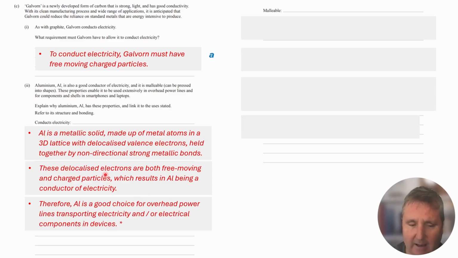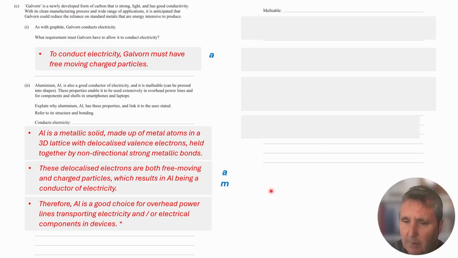Well done. Now, therefore, it's a good choice for overhead power lines because it can conduct electricity. We need to make sure that we link what they've asked us to the context. And here they said it was about overhead power lines. Why is aluminium used for it? Because it is able to conduct electricity. That's why you can use it for power lines. Okay, so see how these three ideas link to each other. They are needed for you to get a good mark here. Anyway, let's go to the next bit.